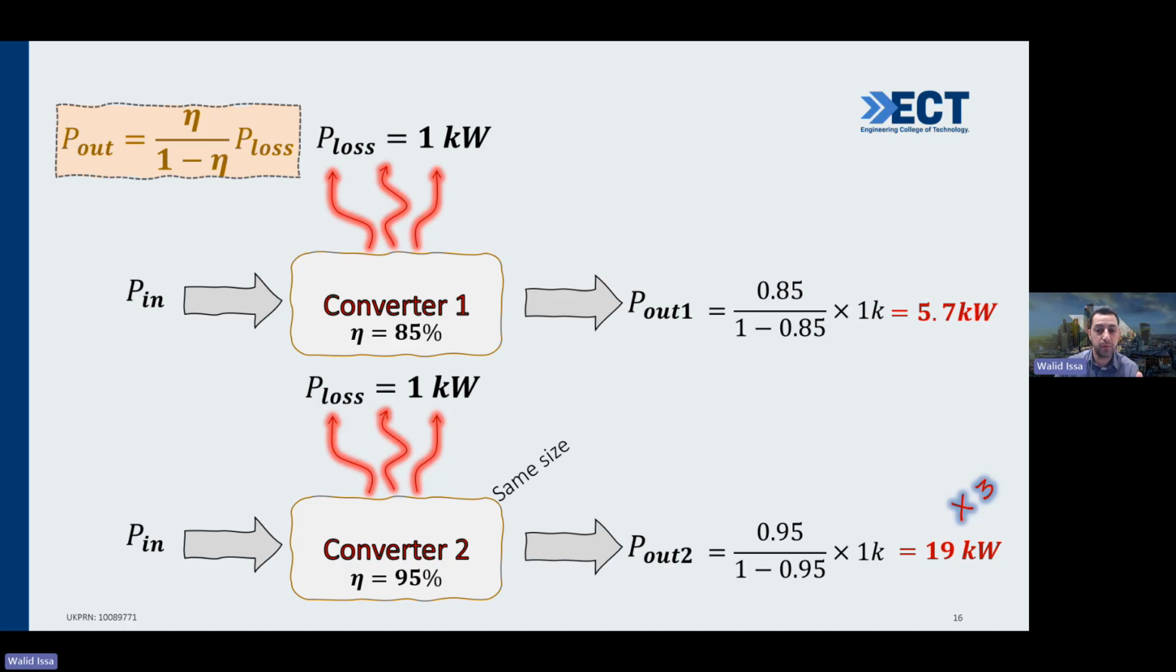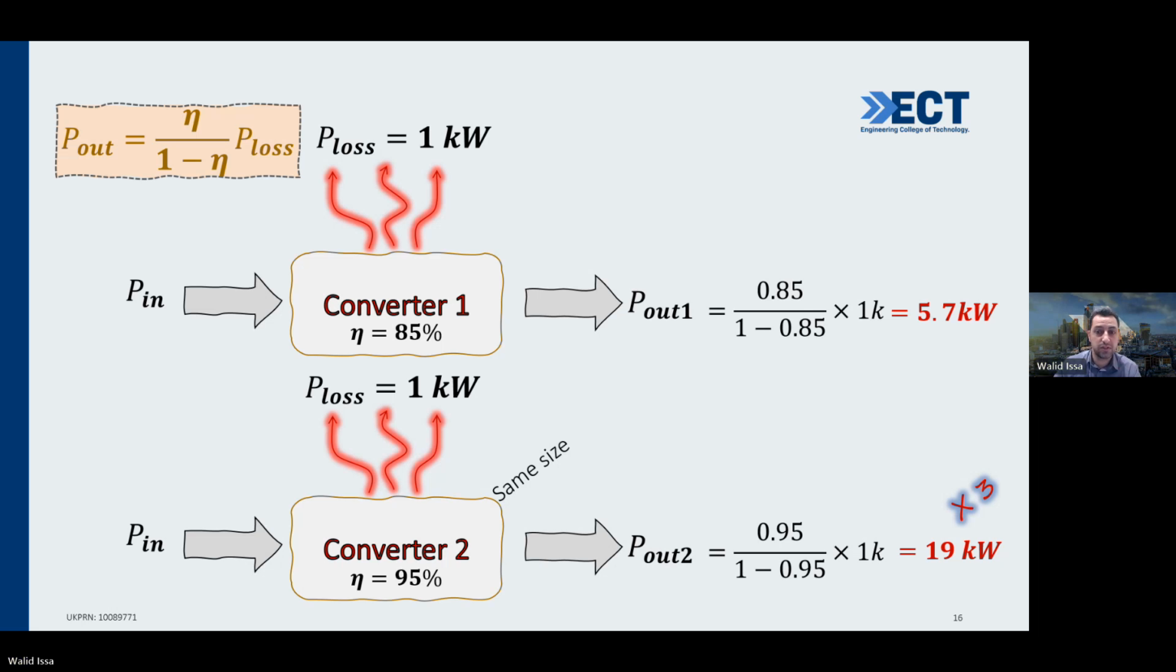So if we put both together at the same condition, I make the power in such that the power loss here reaches 1 kilowatt, and I put power in until the power loss here reaches 1 kilowatt as well. So they are now at the same condition. What about power out? I can use the same equation here, which gives power out equals 5.7 kilowatt. So now this converter is able to give me 5.7 kilowatt. Now, what about the second converter? Will it be just 10% higher or not?